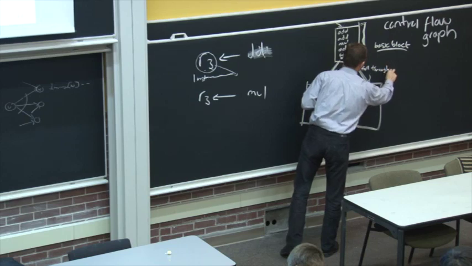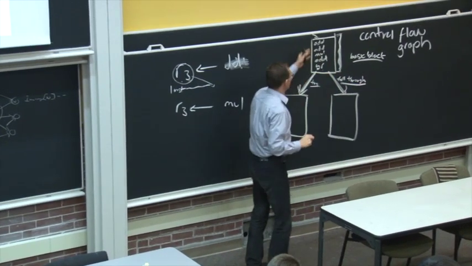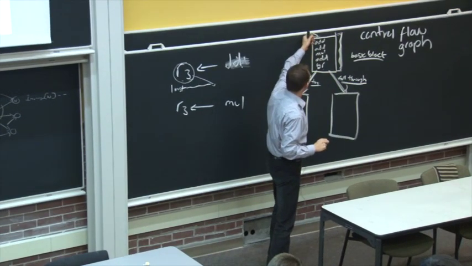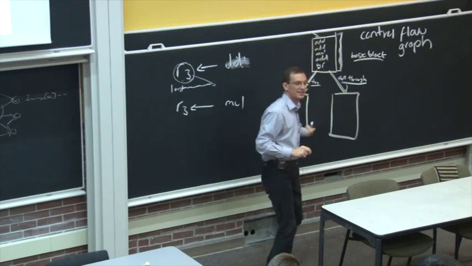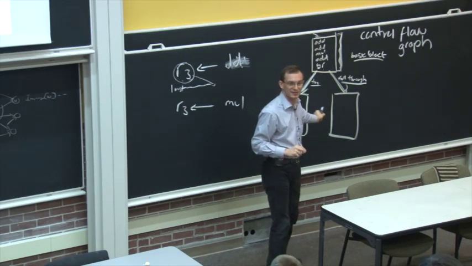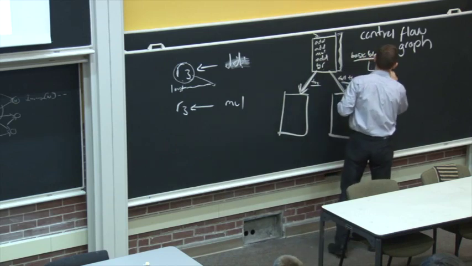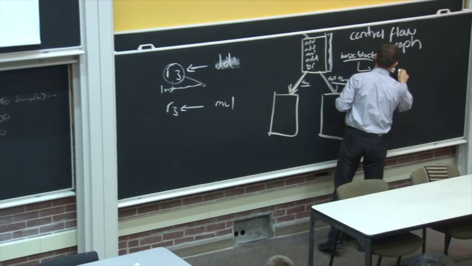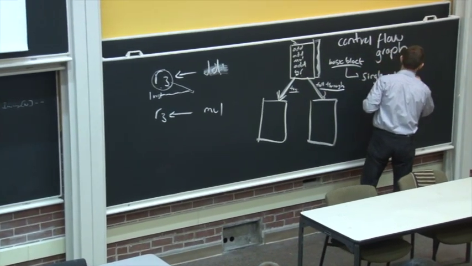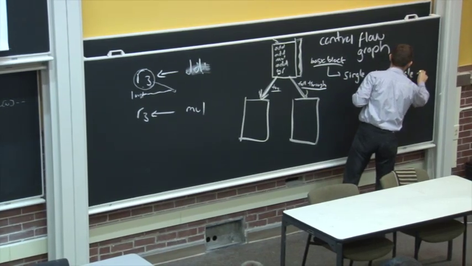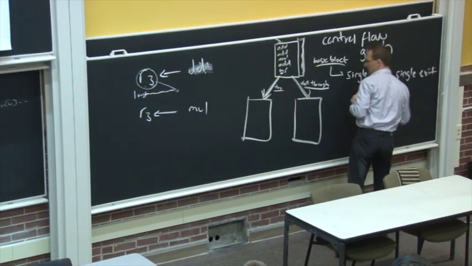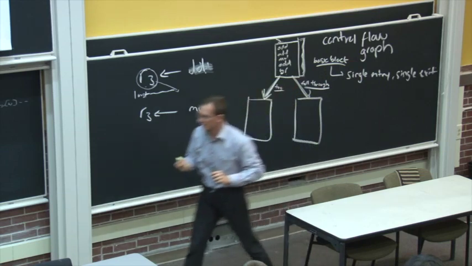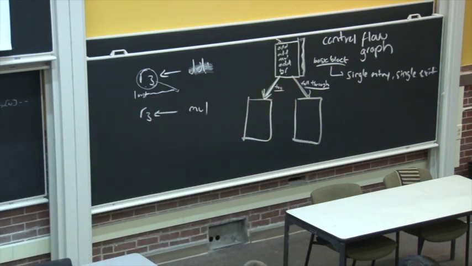Right. So a basic block is a block of instructions with a single entry point and a single exit point. Make sense? Yes. Single entry, single exit.